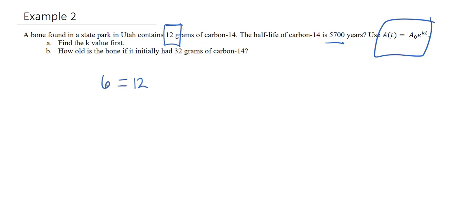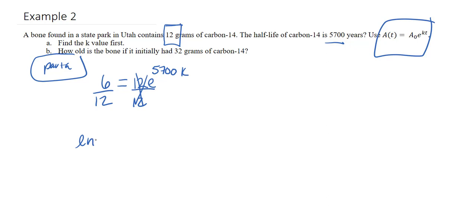So that will be on our left-hand side. We're going to still have our e, and then we have K, which is what we're solving for. And then we have t, which is 5,700, and that would be 5,700K. So this is part A. Now we go ahead and divide by 12 on both sides. So we get 1/2 on the left-hand side, and then we're just left with e to the 5,700 times K.